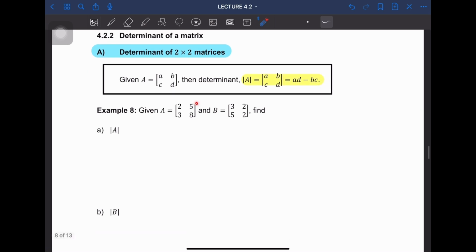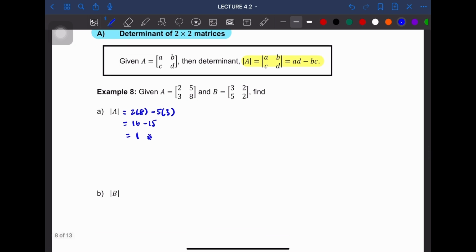Let's say we have this matrix A and matrix B over here. When you see this symbol for a matrix, we know that we need to find the determinant. Let's try first the determinant of matrix A. Based on the formula, it's ad minus bc. So I simply multiply 2 with 8 and then minus 5 multiplied by 3. We get 16 minus 15, which is equal to 1.